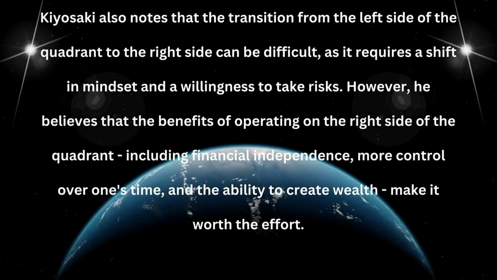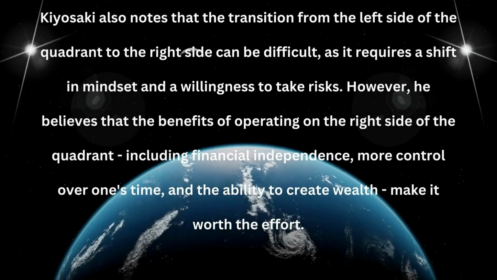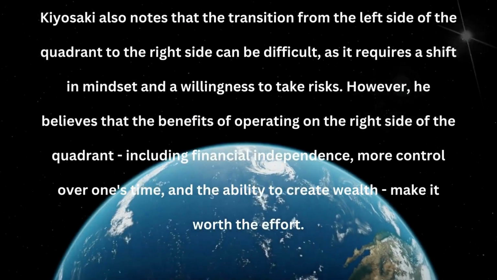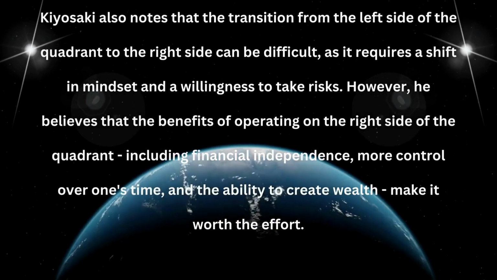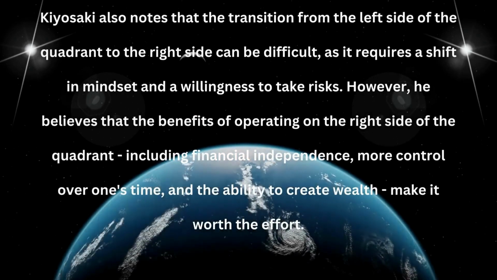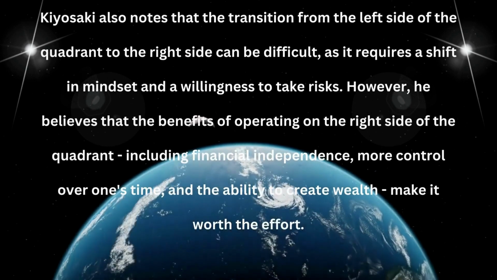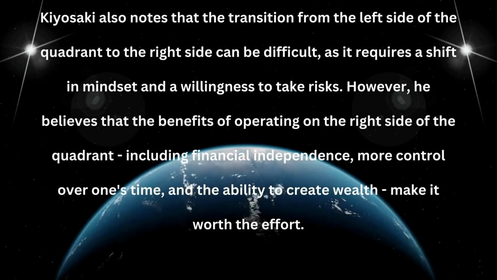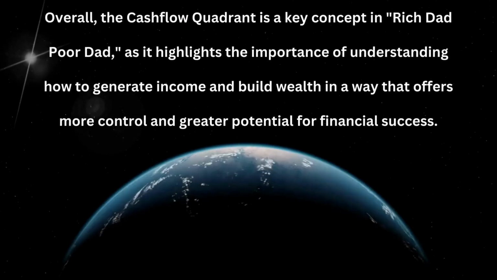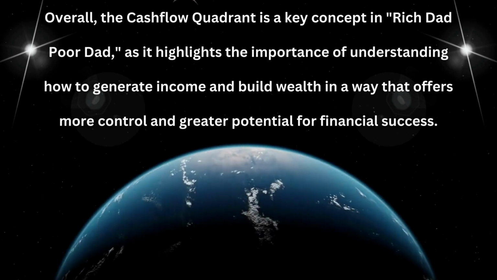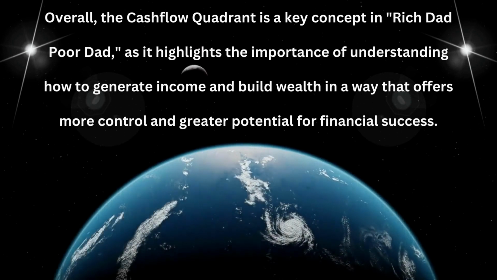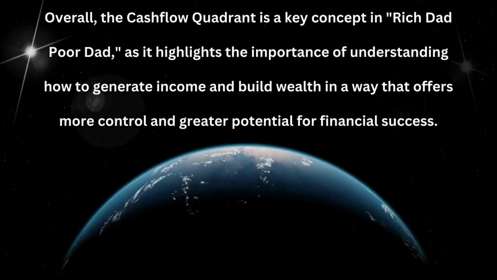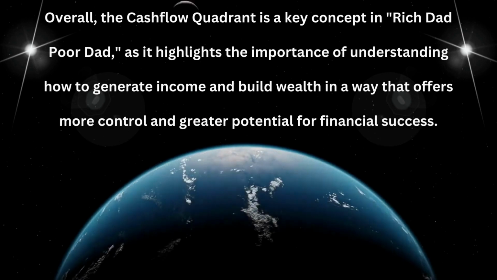Kiyosaki also notes that the transition from the left side of the quadrant to the right side can be difficult, as it requires a shift in mindset and a willingness to take risks. However, he believes that the benefits of operating on the right side of the quadrant, including financial independence, more control over one's time, and the ability to create wealth, make it worth the effort. Overall, the cash flow quadrant is a key concept in Rich Dad, Poor Dad, as it highlights the importance of understanding how to generate income and build wealth in a way that offers more control and greater potential for financial success.